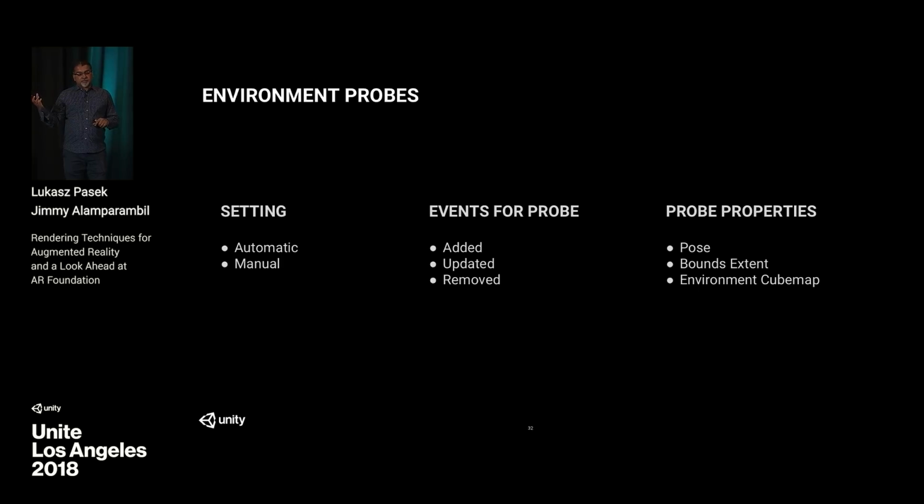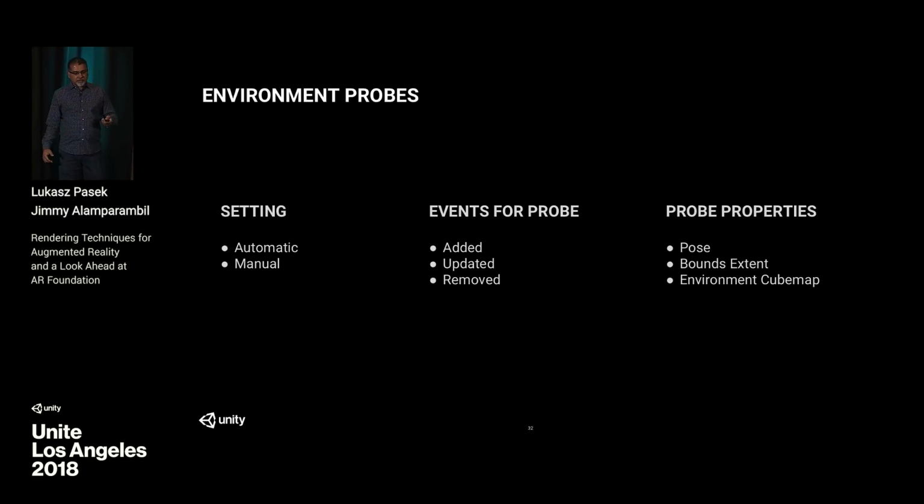So each of these updates contains the pose, essentially the position and orientation of that probe, the bounce extent, which is essentially how far you can go with your virtual objects around this and still have realistic looking lighting using this probe. And the last thing is the cube map, which gets updated, as I said. So you'd have a new cube map as a new event comes through.